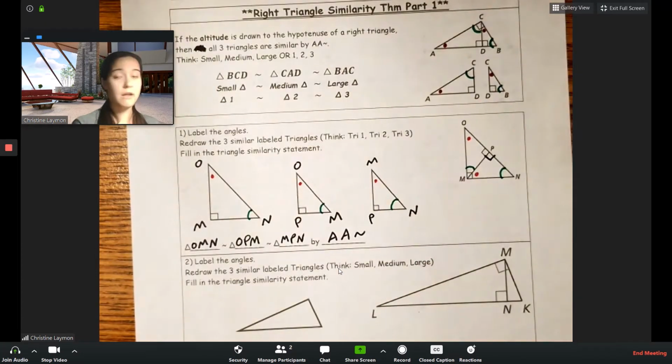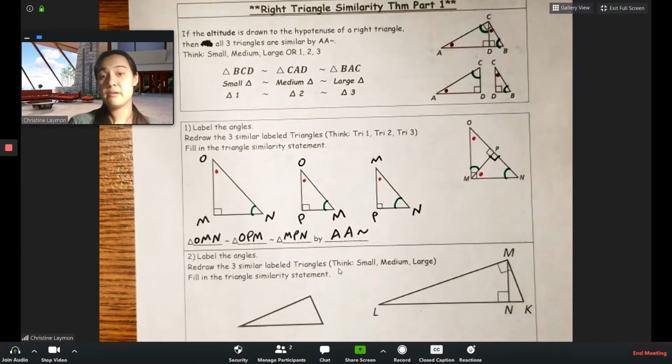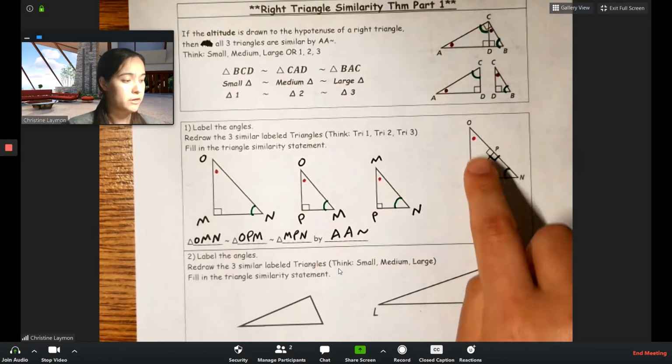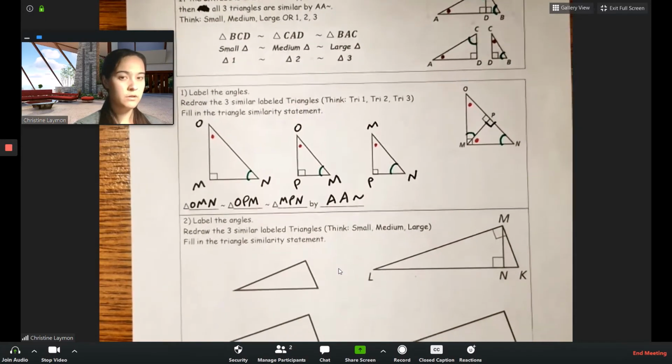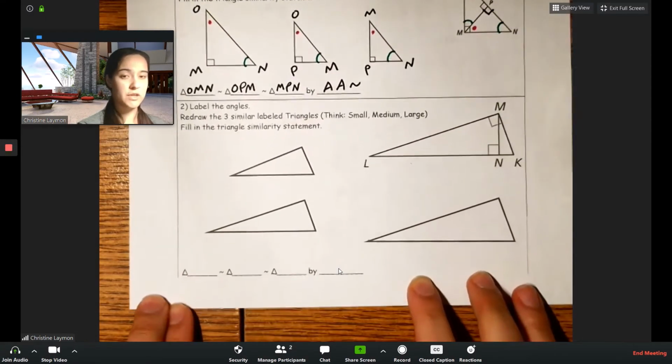Now again, similarity means there is a ratio that can be applied, a scale factor, to get from one triangle to the next. Another way to view this, it might have been easier if you'd color-coded the sides. Again, that is up to you. I'm showing it purely using dots and arcs. Go ahead and do that same thing for this bottom one here.